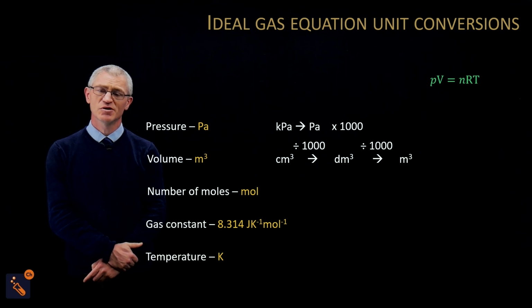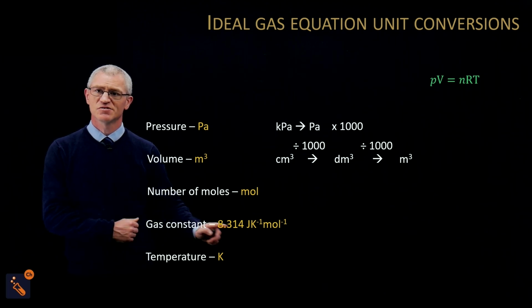The next thing is number of moles, which is mole. And then we go to the gas constant, which is 8.314 joules per Kelvin per mole. And the gas constant, remember, is on the data sheet.